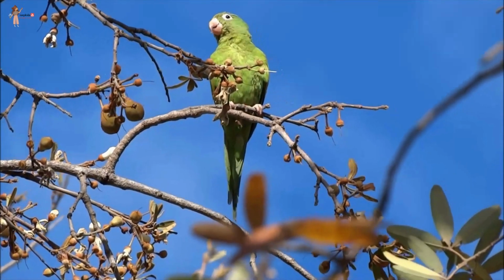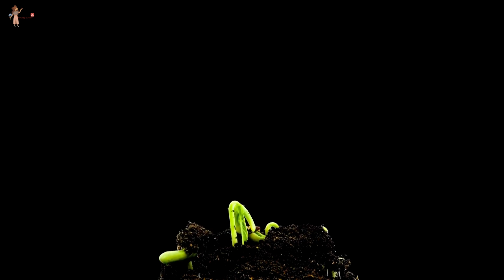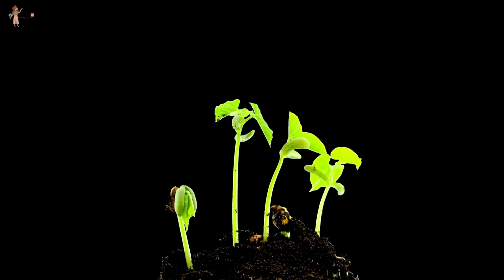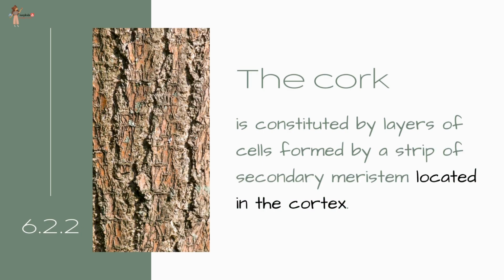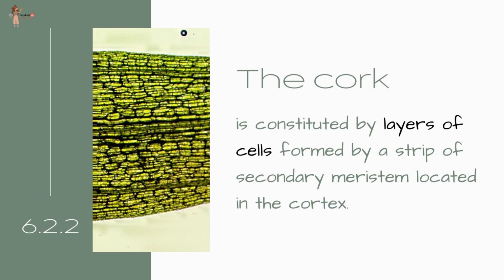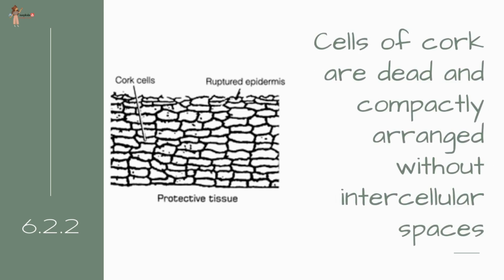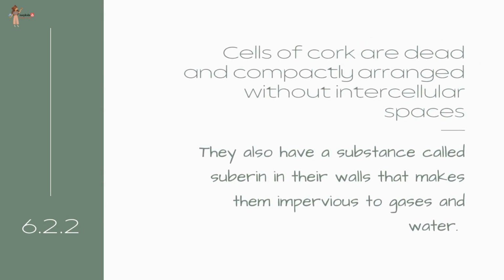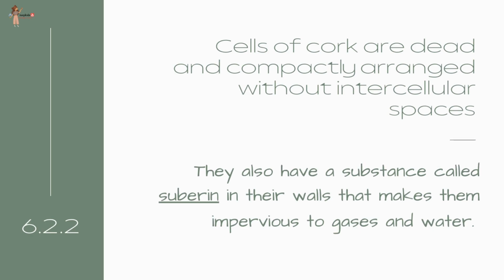Is the outer layer of a branch of a tree different from the outer layer of a young stem? As plants grow older, the outer protective tissue undergoes certain changes. A strip of secondary meristem located in the cortex forms layers of cells which constitute the cork. Cells of cork are dead and compactly arranged without intercellular spaces. They also have a substance called suberin in their walls that makes them impervious to gases and water.